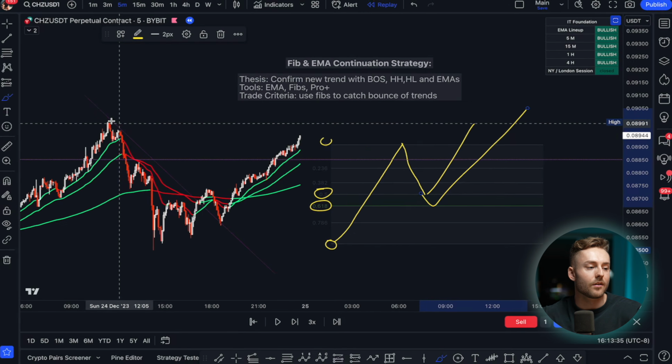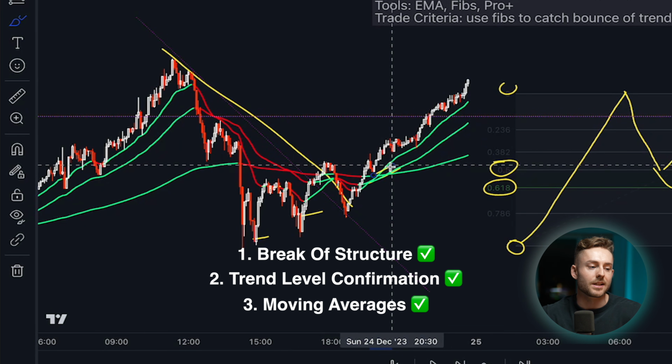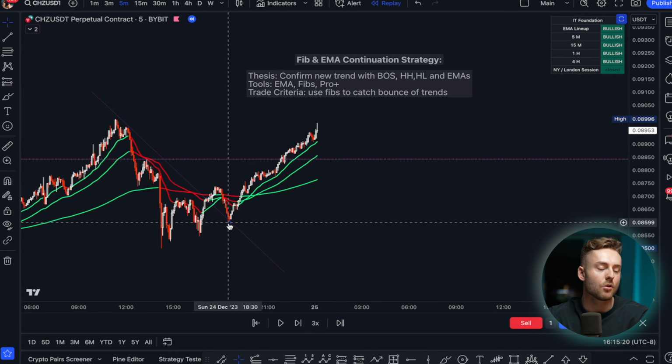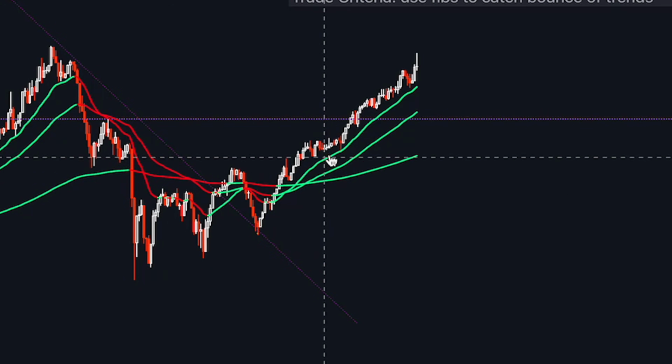Now, considering that we have break of structure, confirmation of our trend levels, as well as a cross in the moving averages, this is indicating that we could see some possible strength to the upside. Now it's just about timing our entries into this and to be able to position ourselves into the market to take advantage of that move. So once we have these moving averages crossed, we want to look at the most recent low before we saw the price trail through this and we saw our moving averages line up.